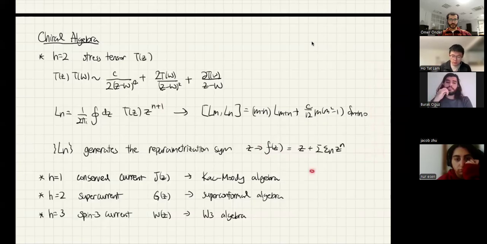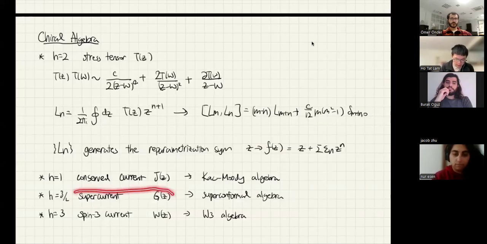But now you can ask what happens if I include the h equals 1 operators. If you include the h equals 1 operators, then you get conserved currents. And this gives you the famous Kac-Moody algebras that exist in the WZW models. Sorry, there's a typo. You can also include, for example in your fermionic theories, three-half currents. This is essentially the supercurrents. And if you add them to the chiral algebra, it gives you the superconformal algebras.